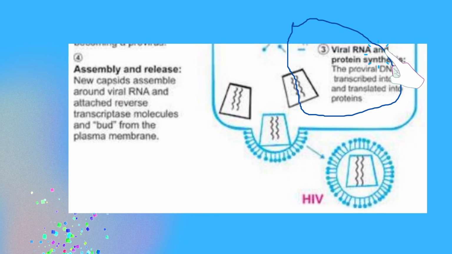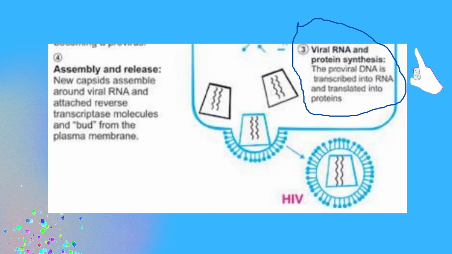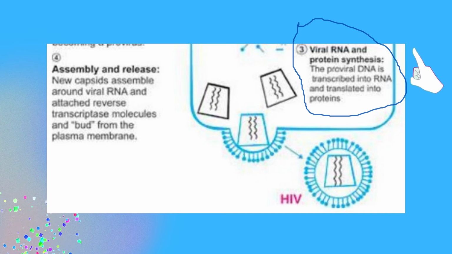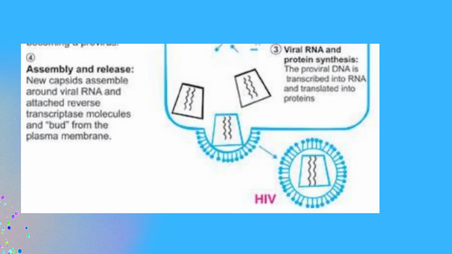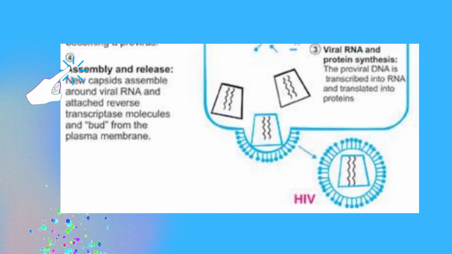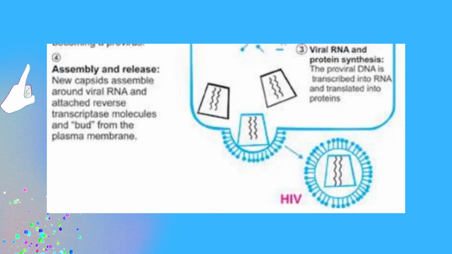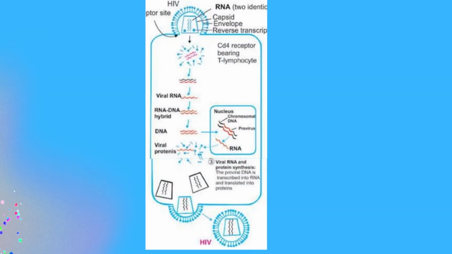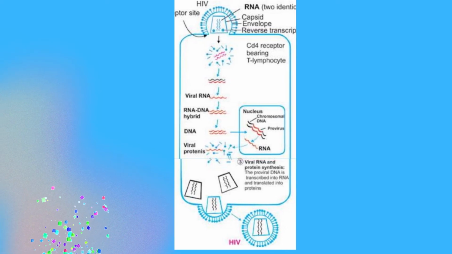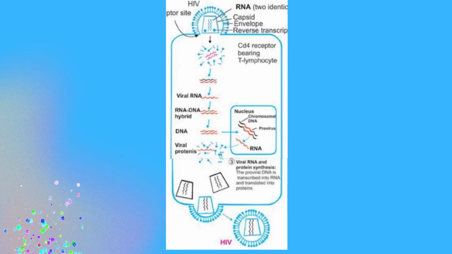Third step, viral RNA and protein synthesis. The proviral DNA is transcribed into RNA and translated into protein. Fourth, assembly and release. Now many parts of HIV have been completed and they assemble. New capsids assemble around viral RNA, attach reverse transcriptase molecules and bud from the plasma membrane. Now they are ready to attack other lymphocytes. In this way, they destroy lymphocytes and increase their number.